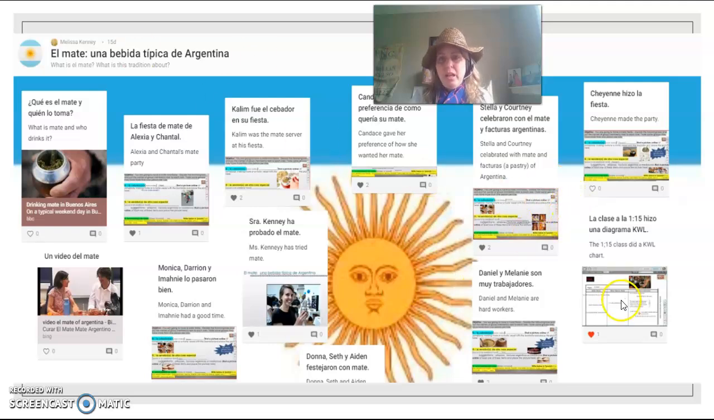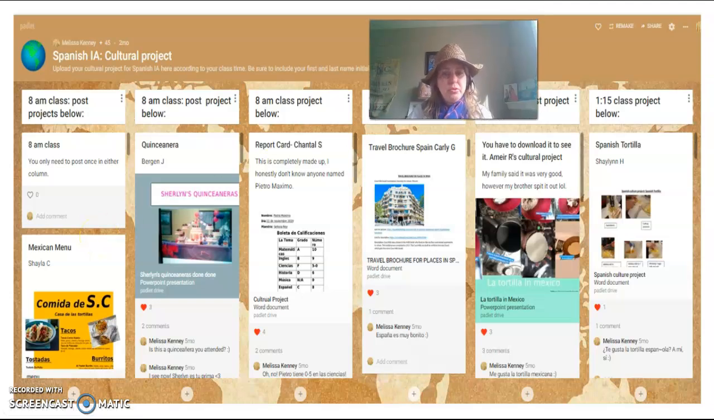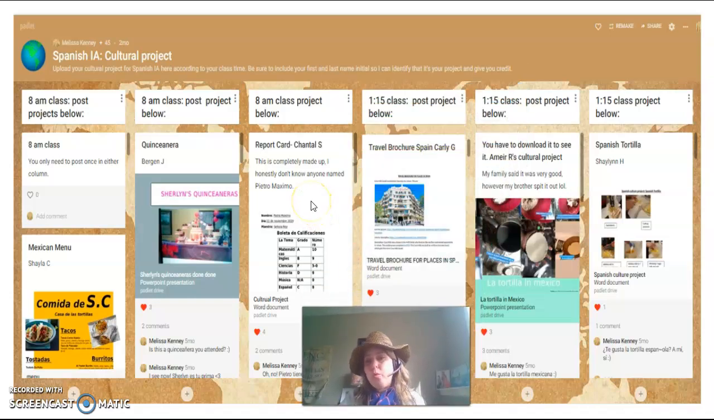We did a KWL in class of what students knew, what they wanted to know, and what they learned after the experience. So I shared this with students to keep it all in one central location and so that they could have some extended learning opportunities as well. We had a cultural project, and I had asked students to upload their projects to this Padlet. So you can see some examples here of some student work. This was a way of doing a gallery walk so that students could see the work of their classmates.